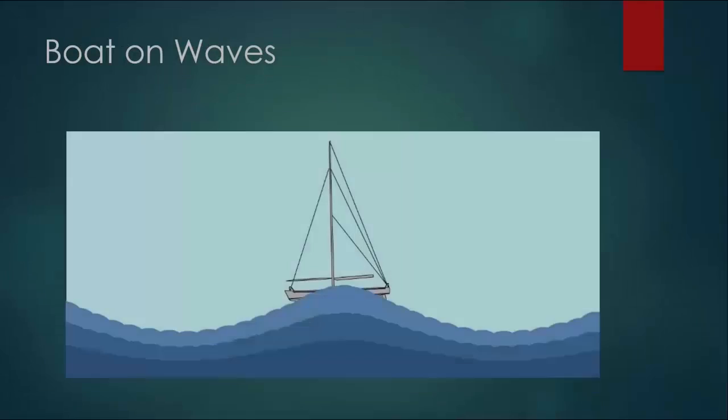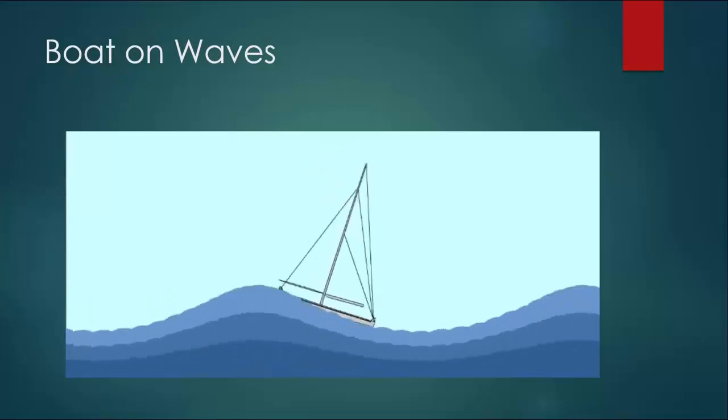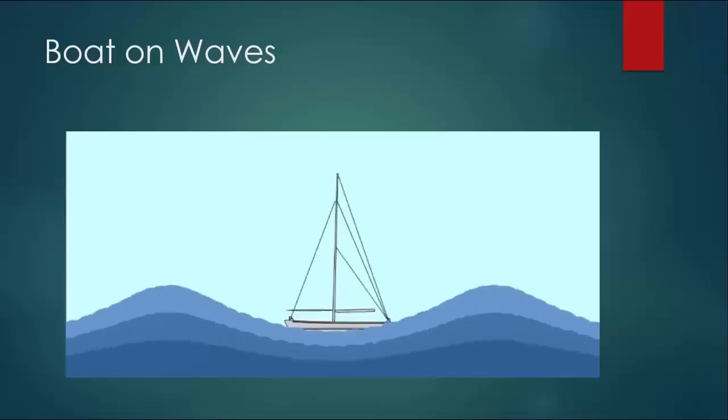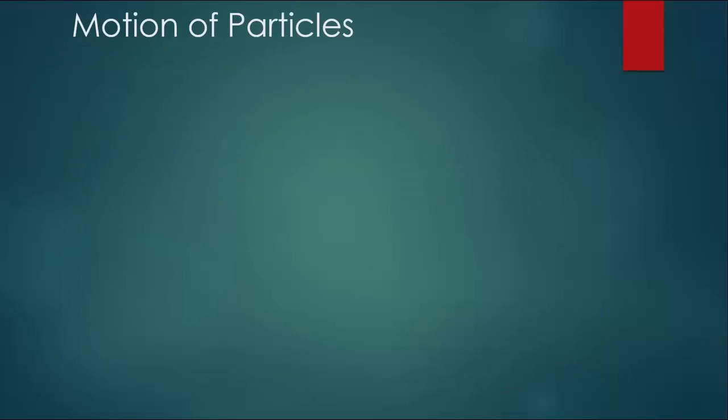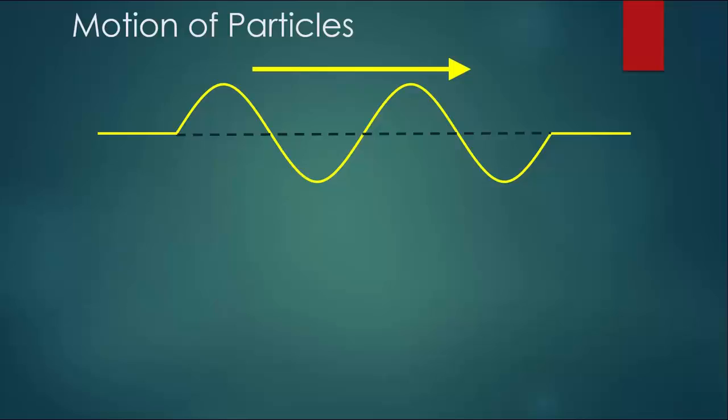Let's take a look at an example. Here's a boat floating on top of water waves. The wave moves from left to right, and as the wave passes, the boat simply bobs up and down. I want to try to explain this a little bit further. So here we have two oscillations of a wave. The wave is traveling to the right.